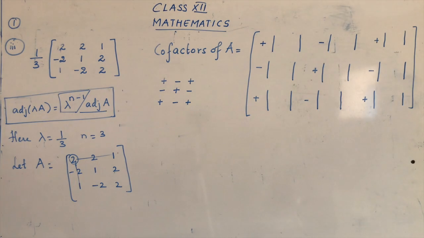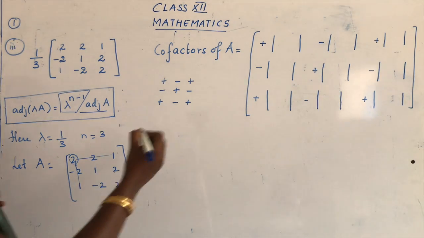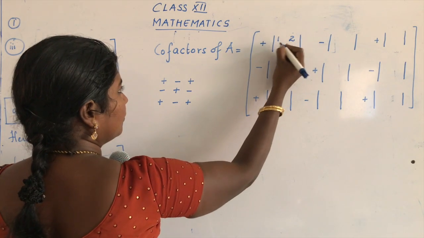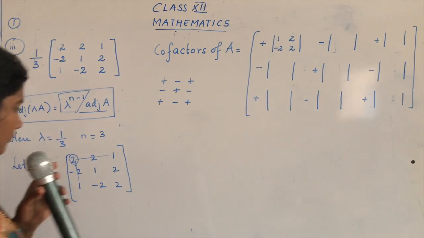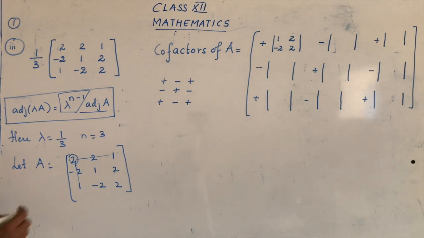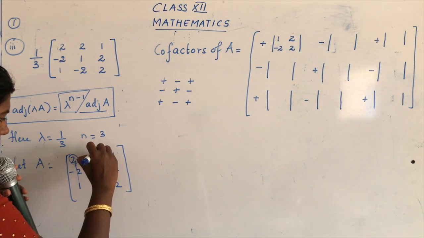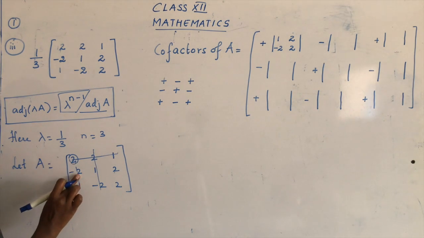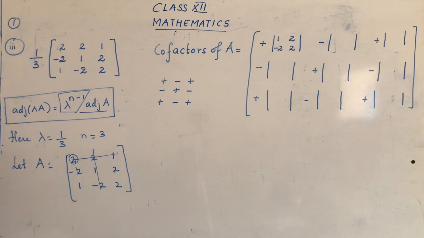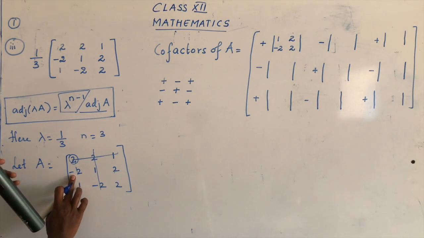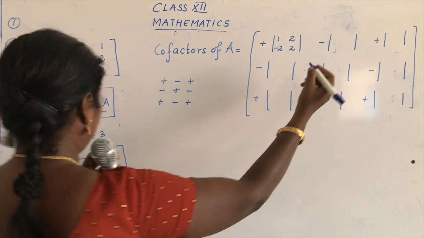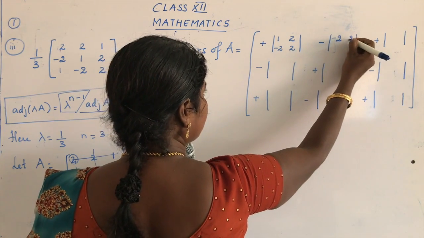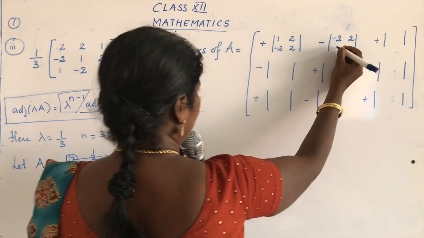So what is left now? 1, 2, minus 2, 2. Go for the next, second element. Eliminate the particular row and the particular column. So now what's left? Minus 2. Be careful with the sign. Do not make mistakes when you are copying the sum. Sign is very, very important. So what do you get here? Minus 2, 2, 1, 2.